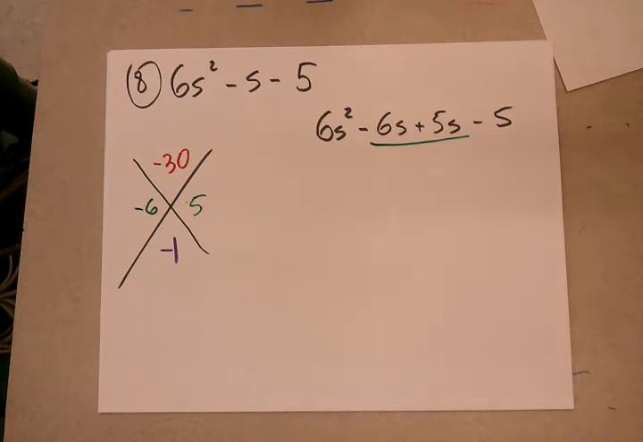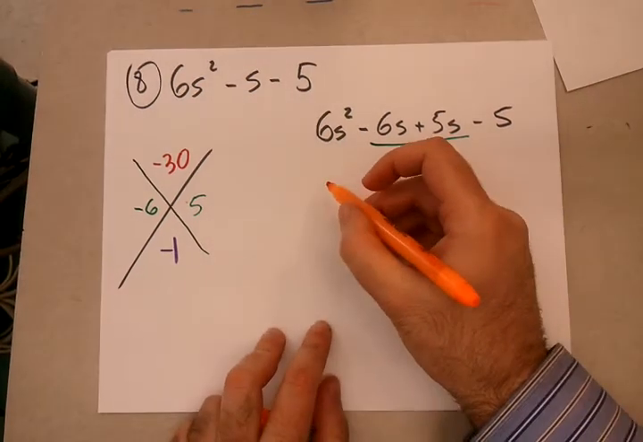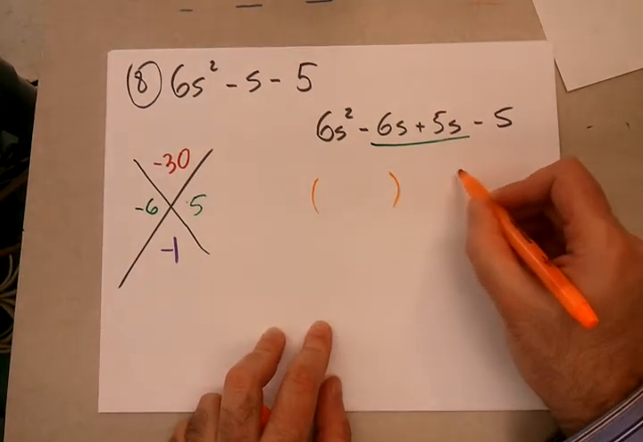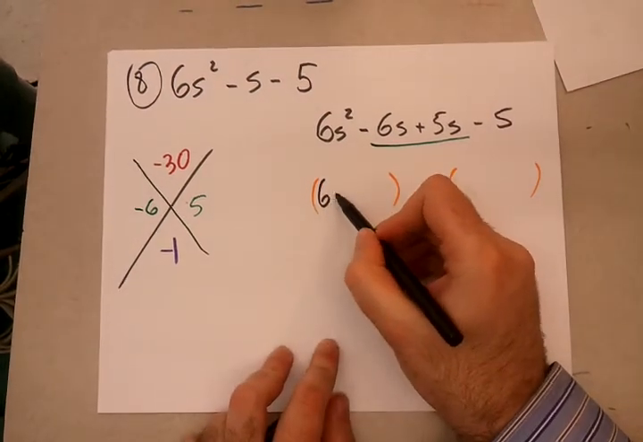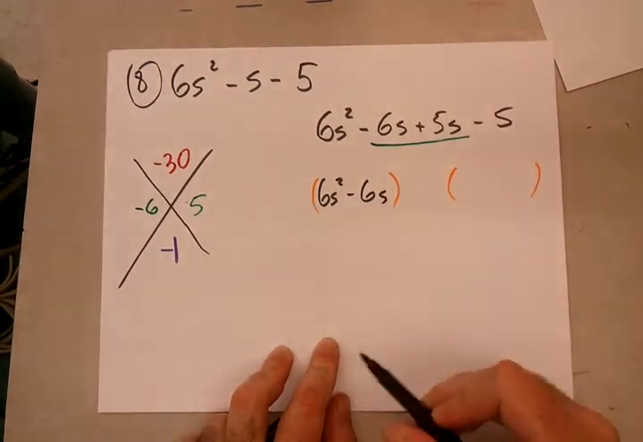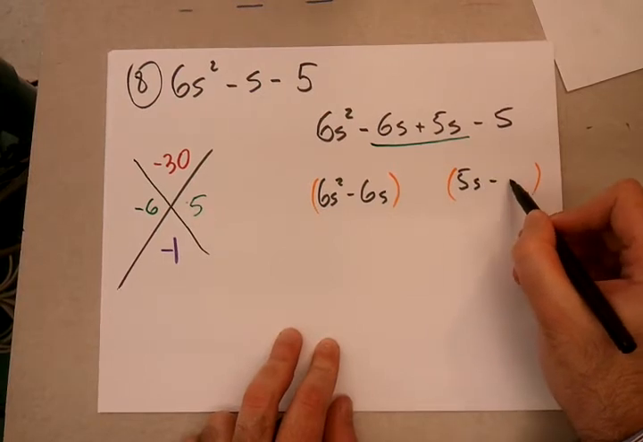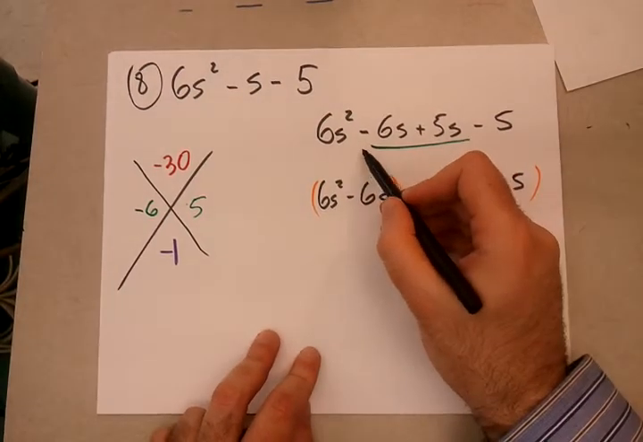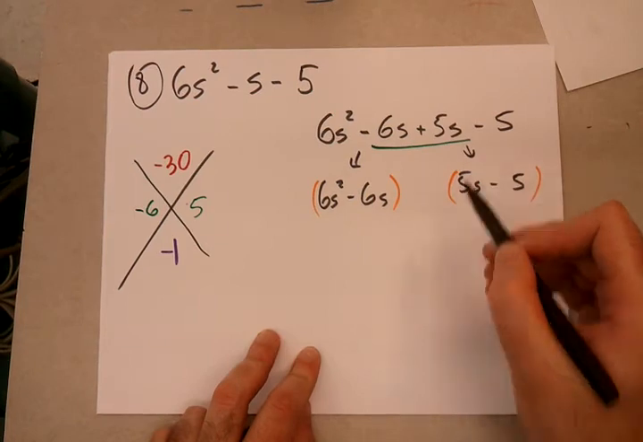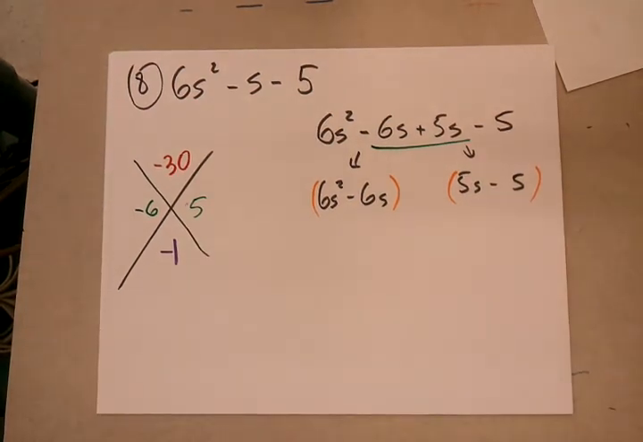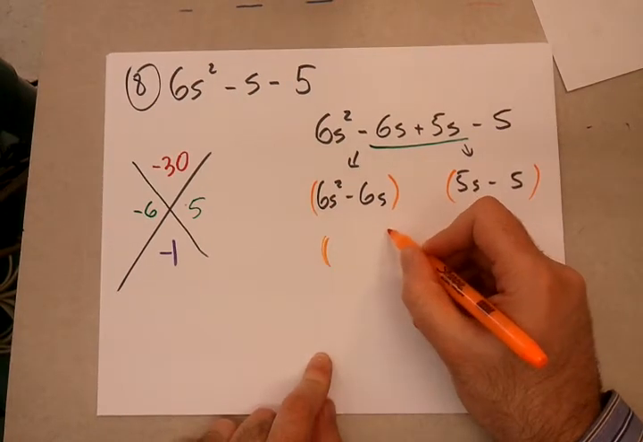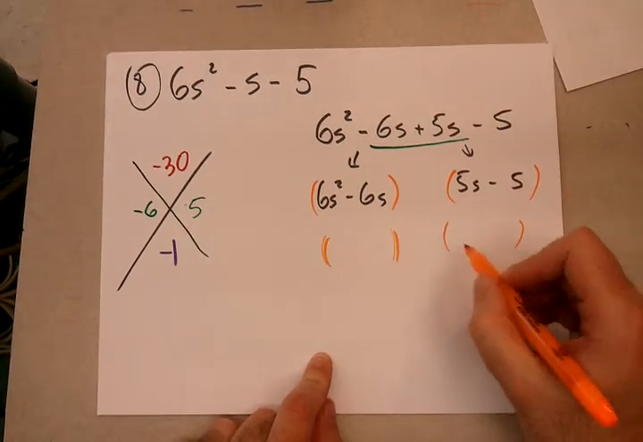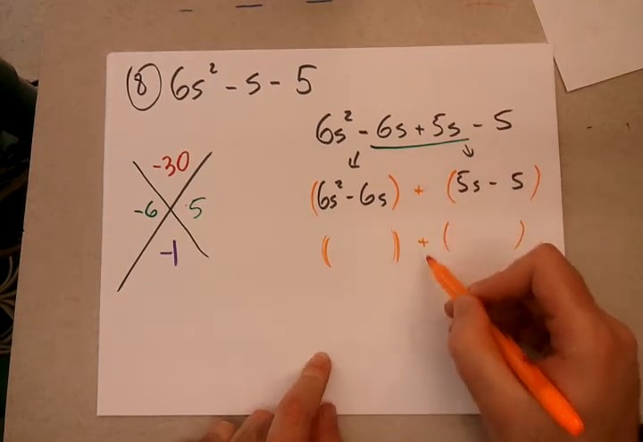The first 2 go together. The next 2 go together. So I'm going to make 2 parentheses. They're not being multiplied, so I'm going to give them some space. And I want to write out 6s squared minus 6s in the first one, and 5s minus 5 in the second one. So literally, these 2 went here, these 2 went here. Then I'm going to factor out each parenthesis and see what they have in common. And there's a plus in between there.